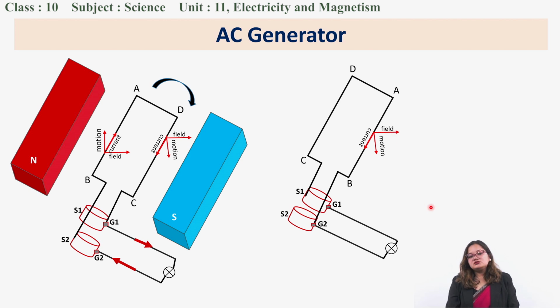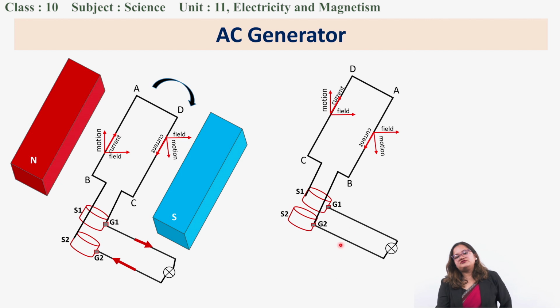Now let's look at the DC side. You can see the direction of the magnetic field lines, again similar. You can see the motion and the direction of the current. If you use Fleming's right hand rule, you will be able to know the direction of the current. It is again similar. See, everything is similar, so why are we doing this?